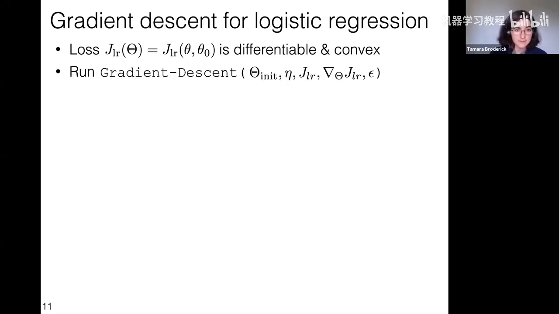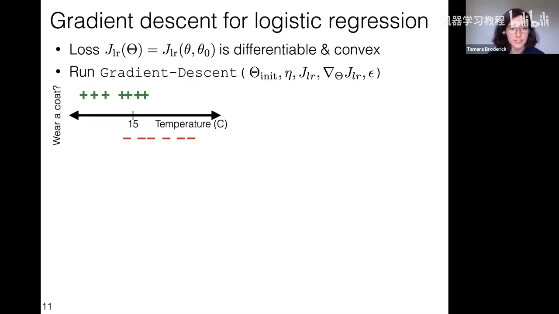So let's take a look at this. Let's run gradient descent for our problem. If we run gradient descent for our logistic regression problem, instead of just a generic F, we'll put in the loss for logistic regression. We'll put in its derivatives, its gradient, and then everything else we have to choose. We still have to choose an initial value, a step size, and an epsilon, but we can run gradient descent on our problem. And so let's ask what that's going to look like.